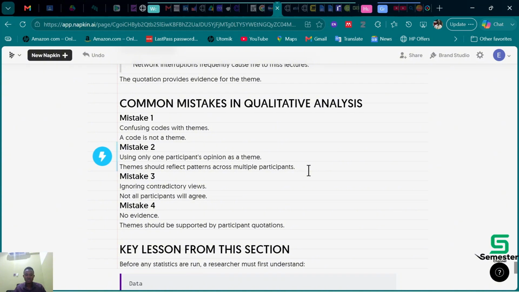Now, a third mistake is ignoring contradictory views. Not all participants will agree. That does not mean that you shouldn't bring that in your results. You have to make sure you are bringing all those contradictory views as well. And then four, no evidence. Themes should always be supported by participant quotation. I cannot overstress this. When you bring a theme, as I showed in our paper, when we brought the theme of increased efficiency in turnaround time, we brought the evidence of what the person said in regards to that particular theme.